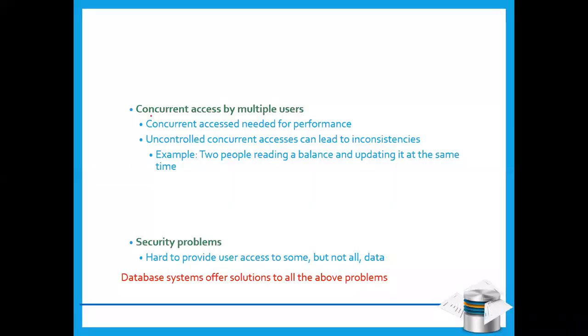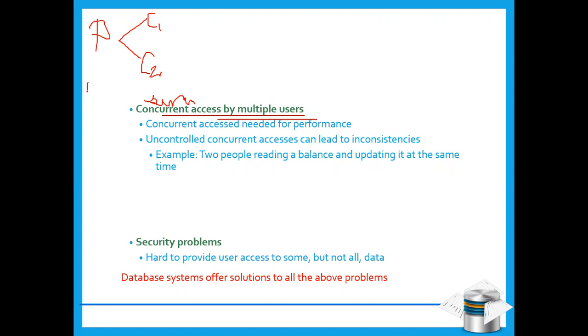The next problem with file systems was concurrent access by multiple users. Concurrent means simultaneous, at the same time. Now imagine your parent, let's call my parent P, has a bank account for which he has two cards. He has card 1 which he uses, and for the same bank account he has card 2 which he gives to you so that you can use money.